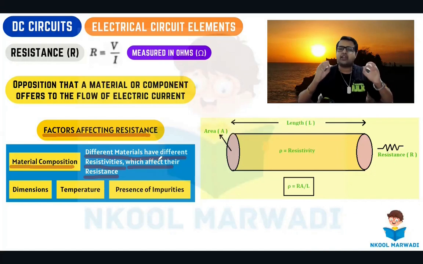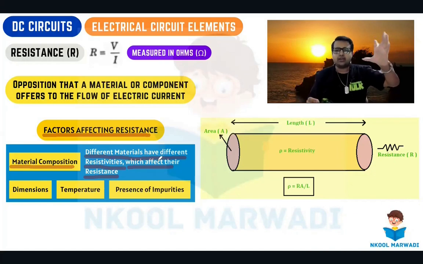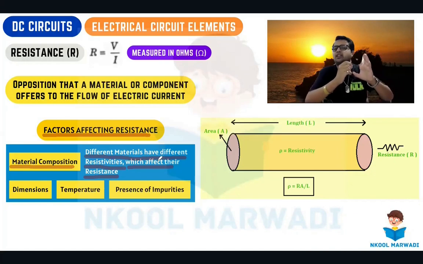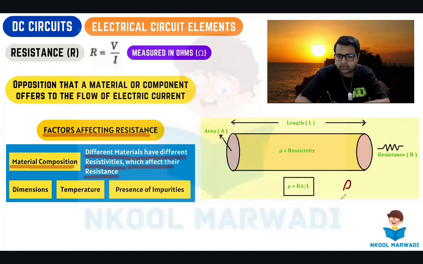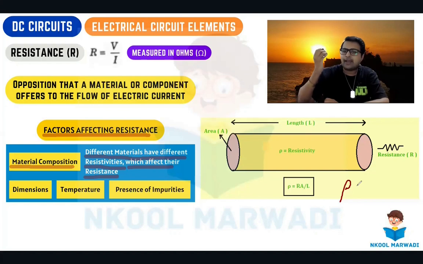So now it is very clear to us that any material you take, there is a resistivity associated with that material. So we denote resistivity by rho, like this, rho. So this is the symbol of resistivity. So every material has an associated resistivity with it.